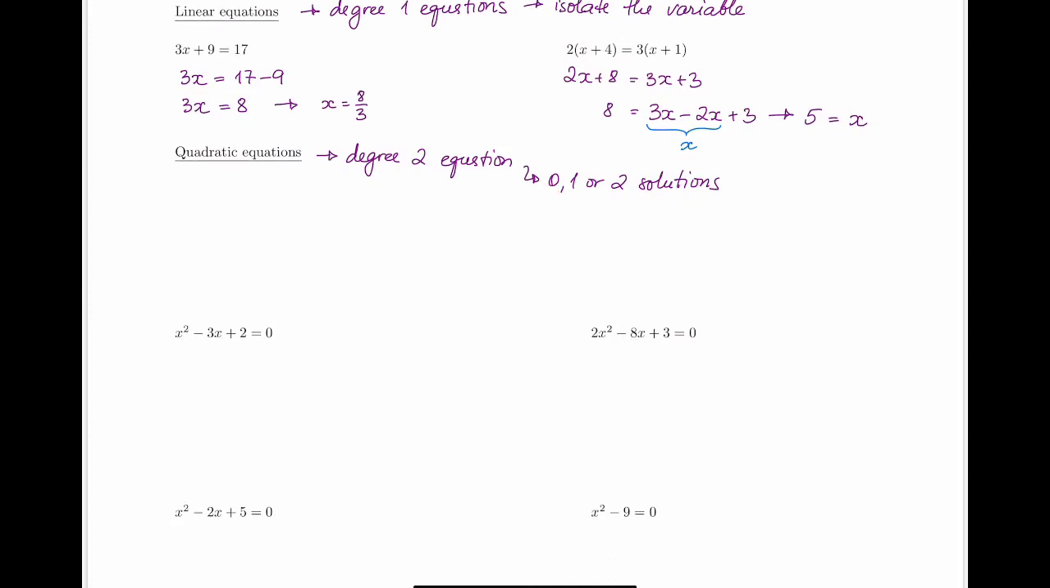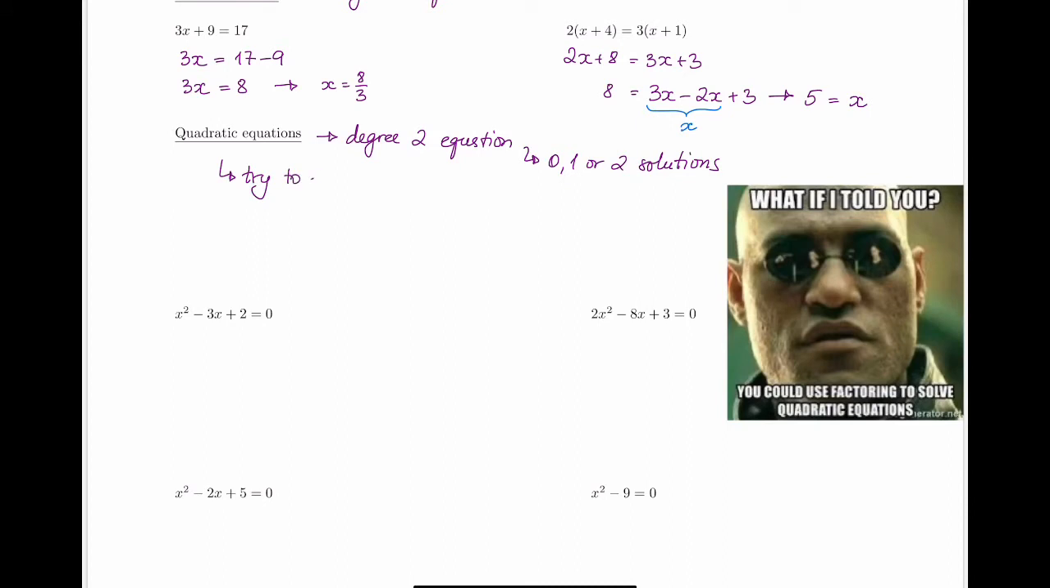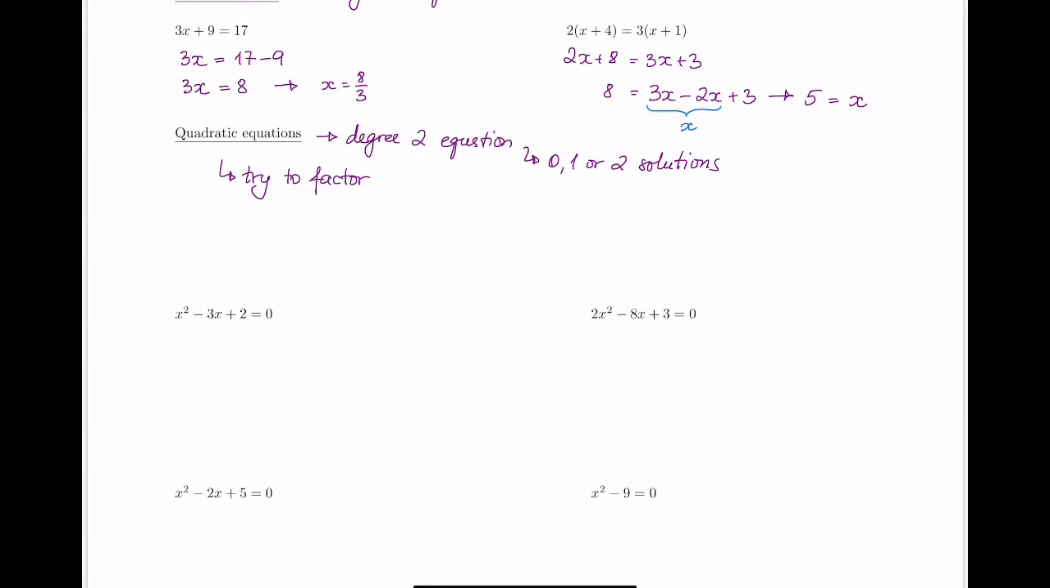There are a number of ways that you can approach quadratic equations. You can try to factor it. This might work very well if the equation has nice roots and nice numbers, but if that fails, you can always use the quadratic formula, and we will see how that works in a second too.